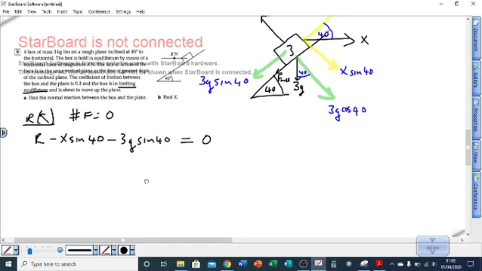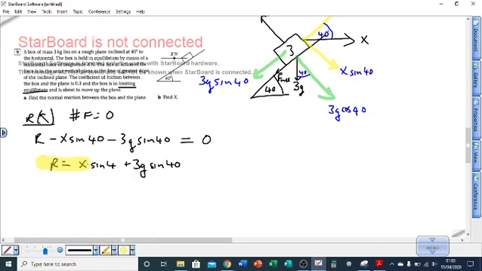Okay, so straight off we can see that R is equal to, and that will help us find that there. So I'm going to write down R is equal to X sin 40 plus 3g sin 40, and we'll come back to that in a bit, so I'll highlight that.